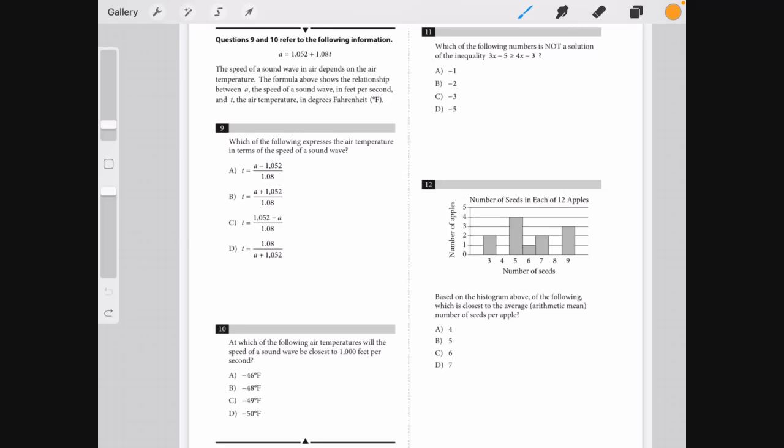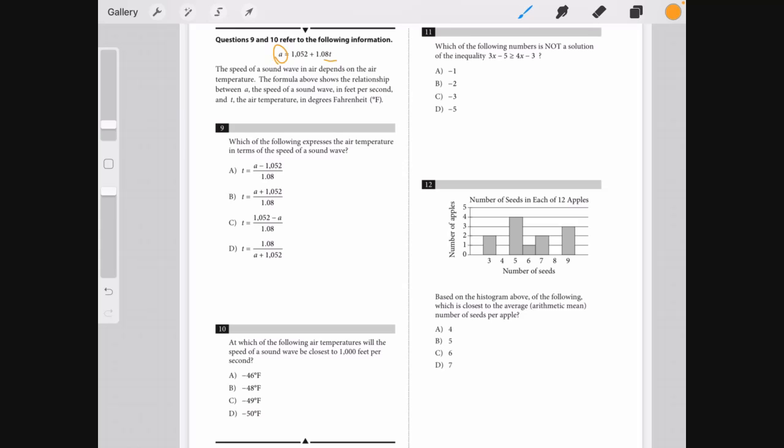The speed of a sound wave in the air depends on the air temperature. The formula above shows the relationship between A, the speed of a sound wave in feet per second, and T, the air temperature in degrees Fahrenheit. Alright, so A is speed, T is temperature. Which of the following expresses the air temperature in terms of the speed of a sound wave? So basically we need to solve for T and find out what is T in terms of A.